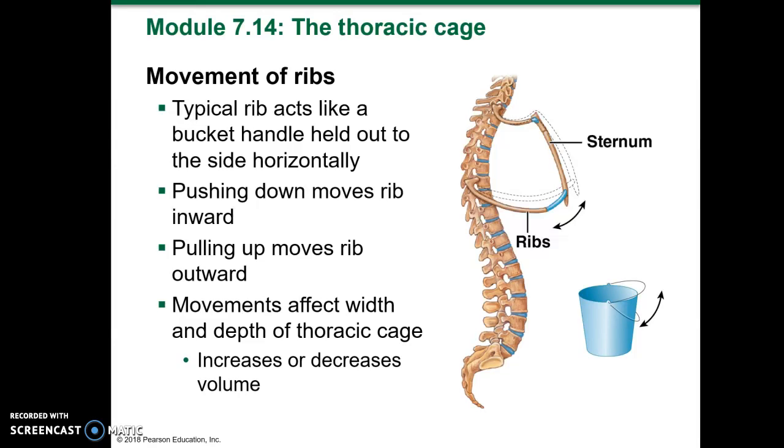Now there's quite a bit of movement within the ribs, and as you can imagine, there's a lot of purpose in this, both for just general movement of your upper body, but also so that you can breathe. So your typical rib acts like a bucket handle held out to the side horizontally. Pushing down moves the rib inward. Pulling up moves the rib outward. And the movements affect the width and depth of the thoracic cage. This increases or decreases the volume. And this is very important when it comes to your respiration.